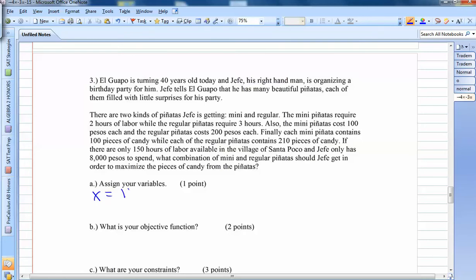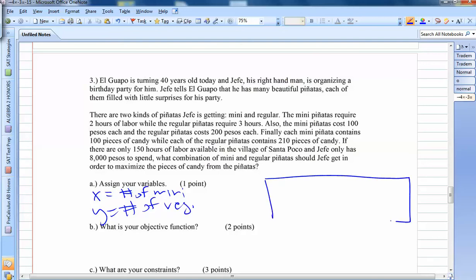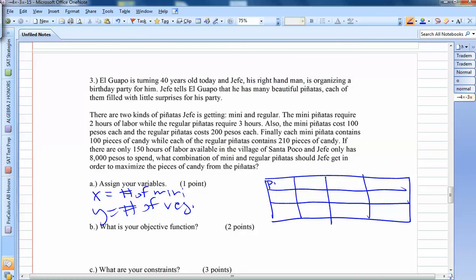So I'm going to let x equal the number of mini piñatas, and I'll let y equal the number of regular piñatas. And before we do the other parts, it'll be helpful to make a table. The first column will be whatever we're trying to make, which are piñatas. I'll put mini in the first row, regular in the second row, x and y. And if we look at all the data we're being given, we're being told about hours and cost and candy. So that means I need 3 more columns for hours, cost, and candy.